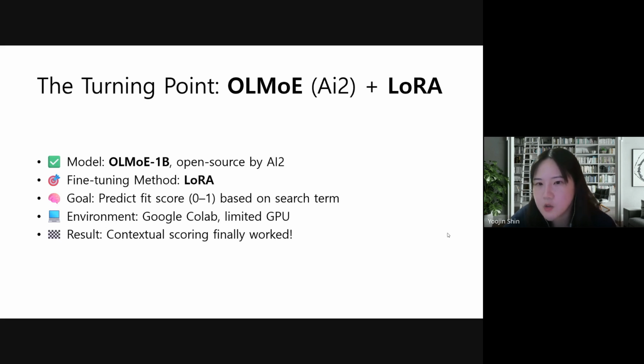After training, I used the fine-tuned OLMo model to predict fit scores for new candidate job titles, and this time, the results were finally aligned with expectations. Instead of vague answers or uniform scores, the model was able to assign differentiated scores that reflected real semantic similarity.